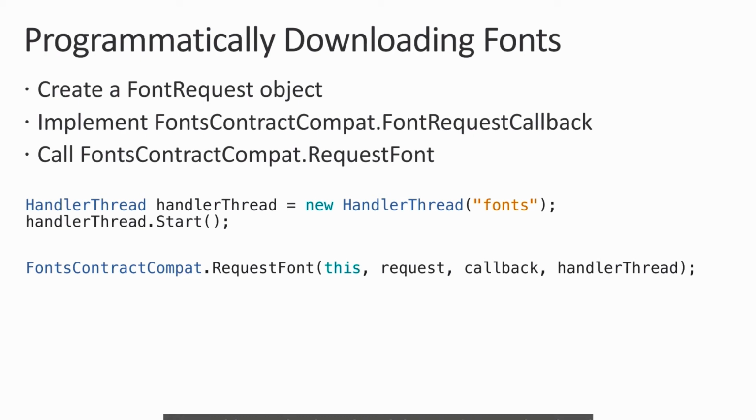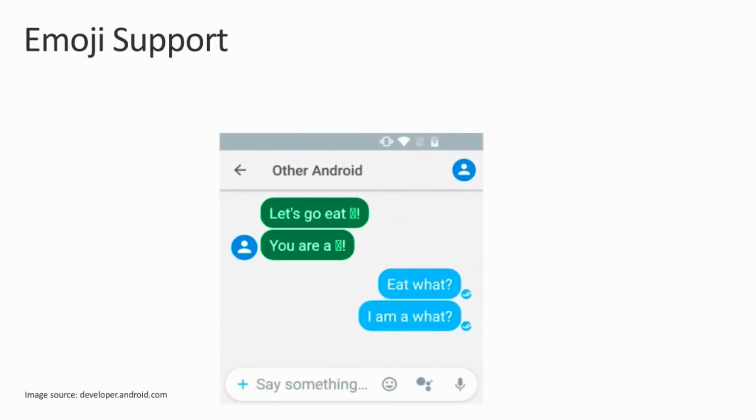We would start the thread, and then we just go ahead and call the request font method, and we give it the context that's making the request. Could be the activity, could be the application. We hand off the request object itself, the callback that should be used when the download is done, and we tell it to download on this thread. And at that point, the fonts will go off and download, and when they're done, our app can respond to it according to the logic we have encoded in our callback.